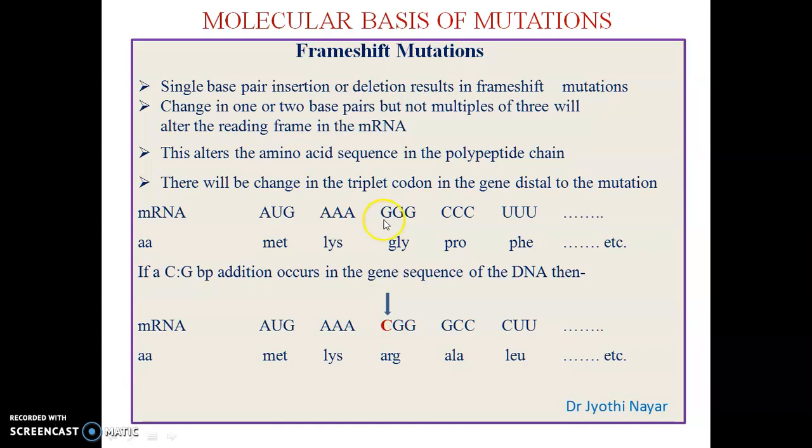You find you have a CGG that is present, followed by GCC and then CUU. CGG codes for arginine, GCC codes for alanine, CUU codes for leucine. So from this point of mutation, which is called the distal region, you find that glycine is replaced by arginine, proline by alanine, phenylalanine by leucine. So there is a change in the amino acid sequence due to frameshift mutations, or altering of the reading frame in the mRNA.